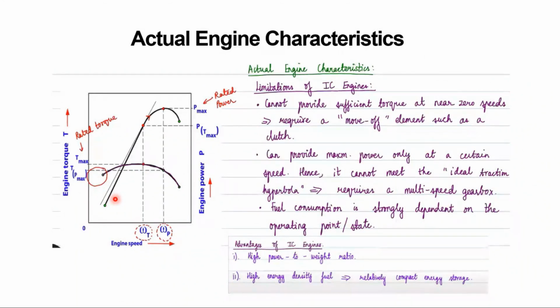Hence the engine cannot meet the ideal traction hyperbola. You can see that hyperbola condition. This is the hyperbola, and hence we need a multi-speed gearbox. The fuel consumption also depends upon the operating point or operating state, with respect to high power to weight ratio or high energy density fuel, or from the torque point of view.